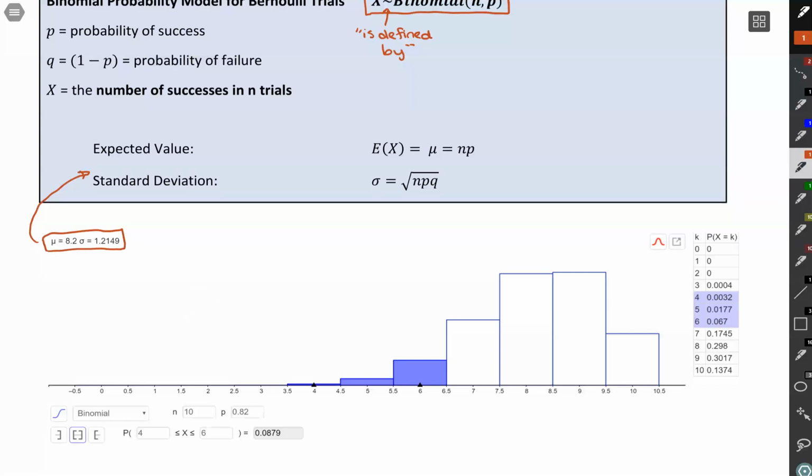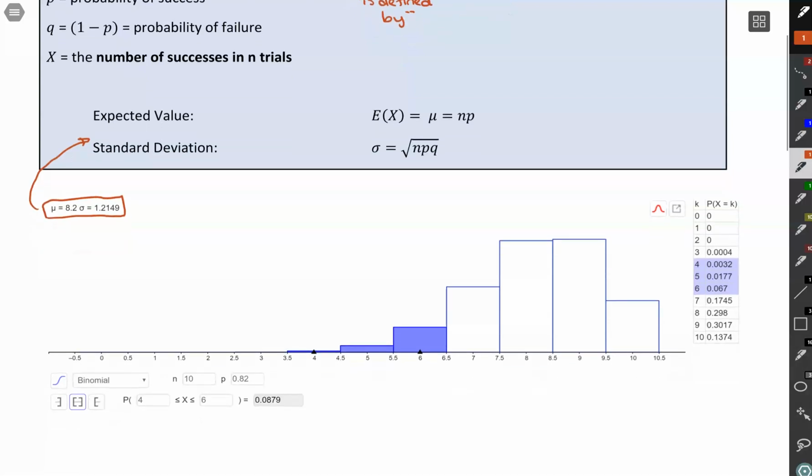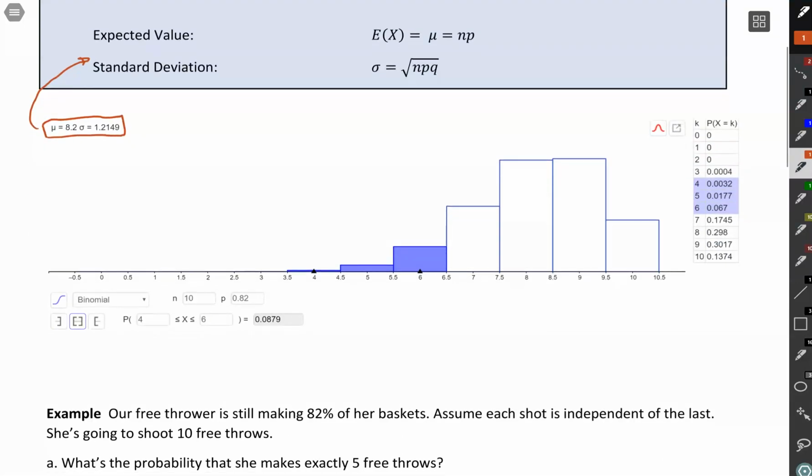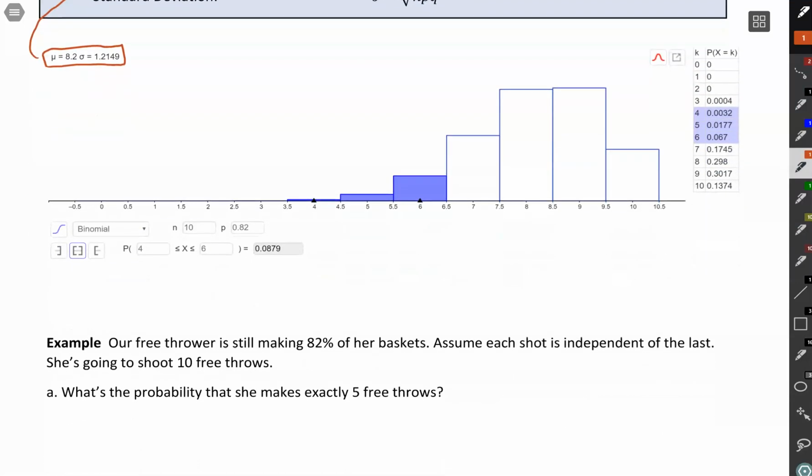All right, so let's look at this model where we're going back to our basketball player, but what we're going to change is our number of trials from what we were looking at. So she's still making 82% of her throws. We're going to have independence, and she's shooting 10 free throws. So what this is telling me in terms of notation is our number of trials is 10. We have this probability of success of 82%, and probability of failure is 1 minus that value, which is 0.18. So if I needed to define this model, I would know it's binomial because there's only two possibilities. She either makes it or doesn't make it. There's a certain number of trials involved, and we have independence, so that probability isn't changing.